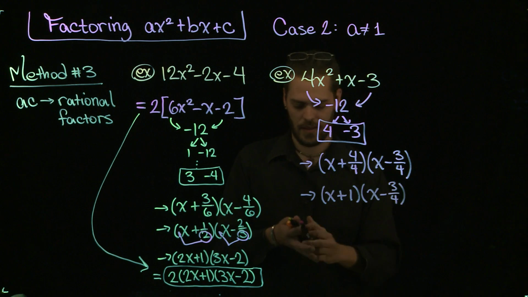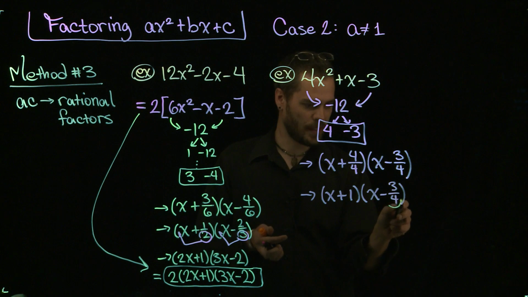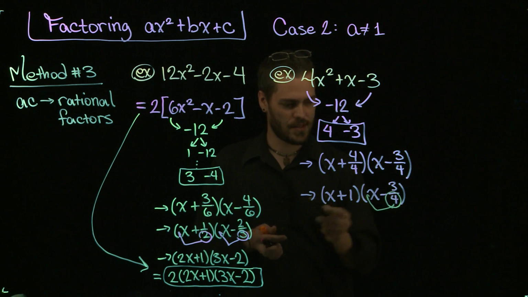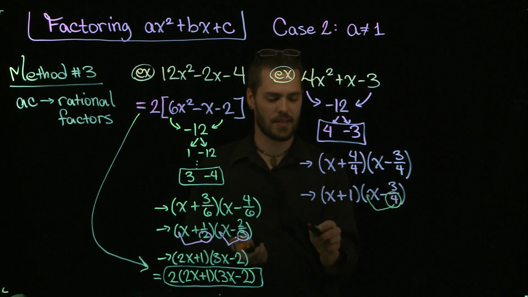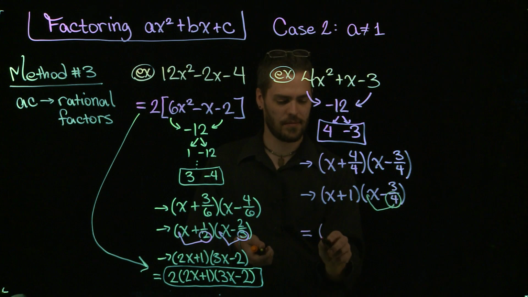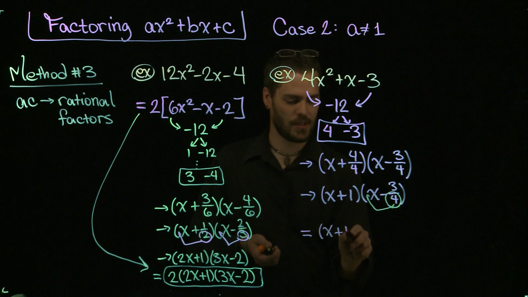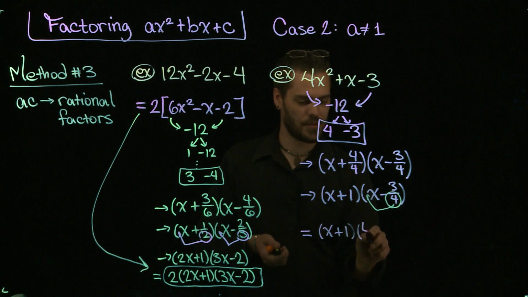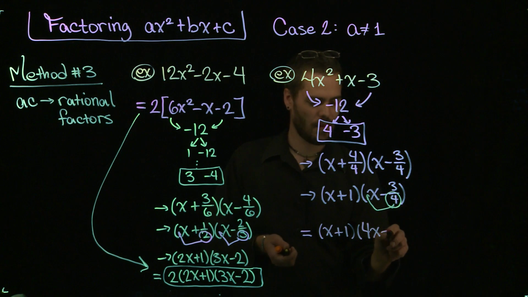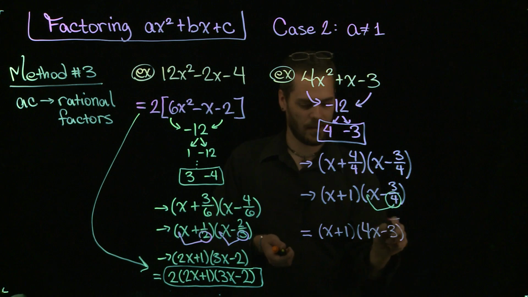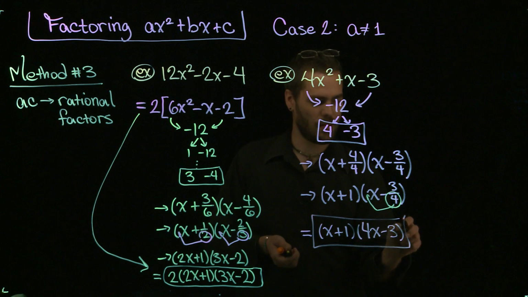Okay. And finally, bring that denominator up in front of the x. And in fact, at this point, I can say this is equal to the original trinomial. We've got x plus 1 times 4x minus 3. And that is it right there.